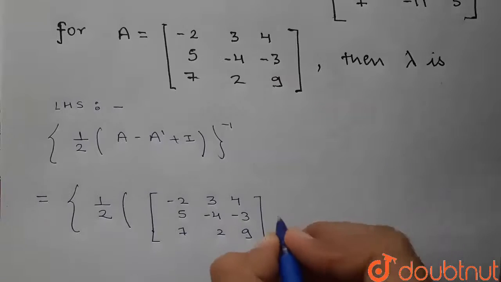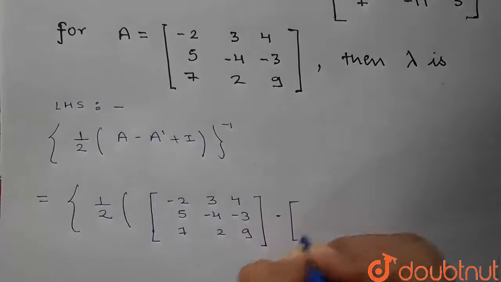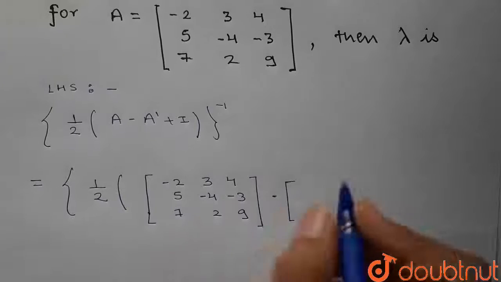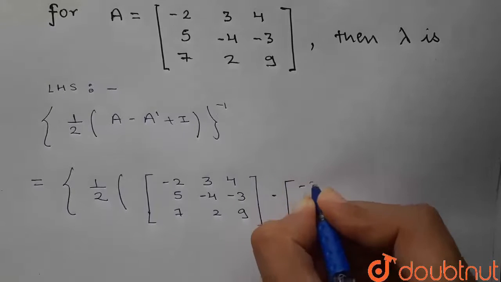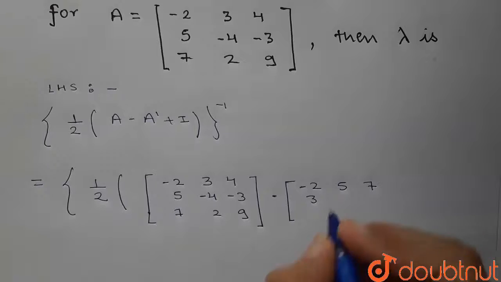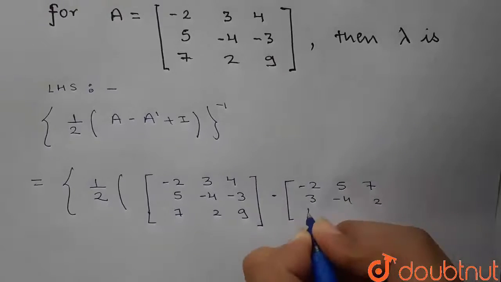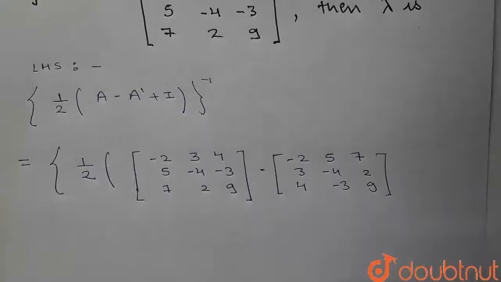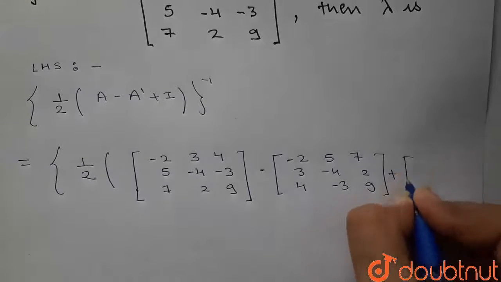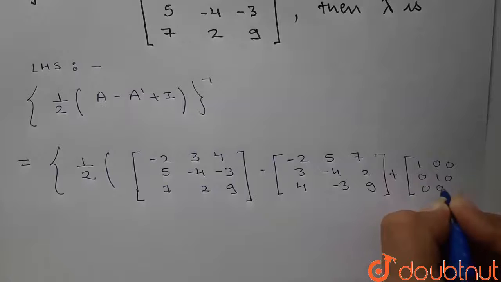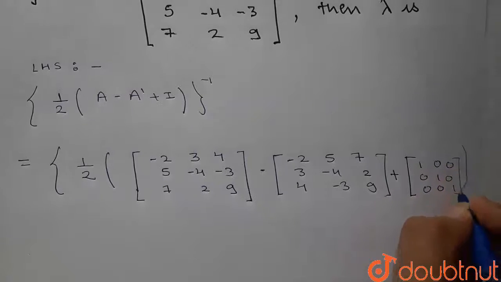For A transpose, we will convert the row into column, or we can convert column into row, either way. So this will become minus 2, 5, 7, then 3, minus 4, 2, and 4, minus 3, 9. Now plus I, where I is the identity matrix. So I am writing here 1, 0, 0, 0, 1, 0 and 0, 0, 1, and then its whole inverse.